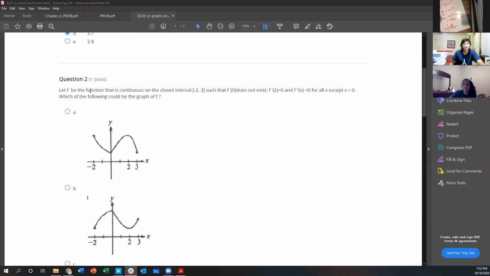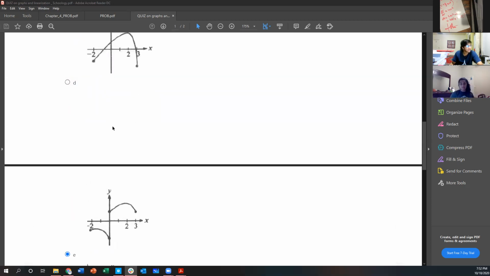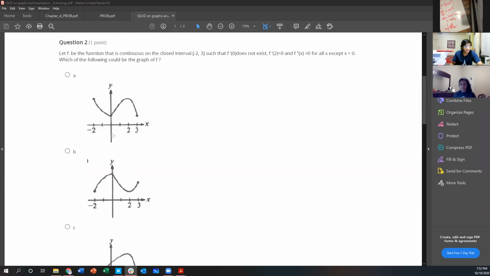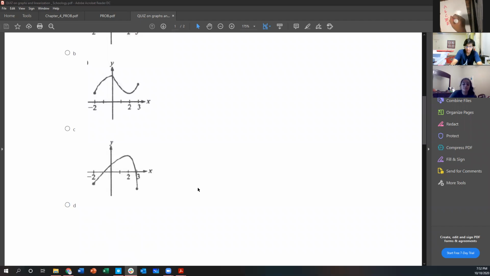This one I just sat and thought about for like 2 minutes, and I think I know which one it is. You have to use process of elimination here. It has to be continuous. So if it's continuous, choice D is gone. Let me write out A, B, C, D, E and cross them out. D we cross out because it's not continuous.